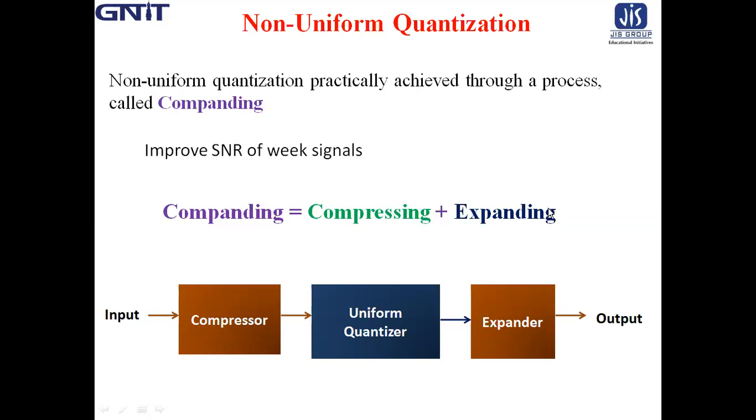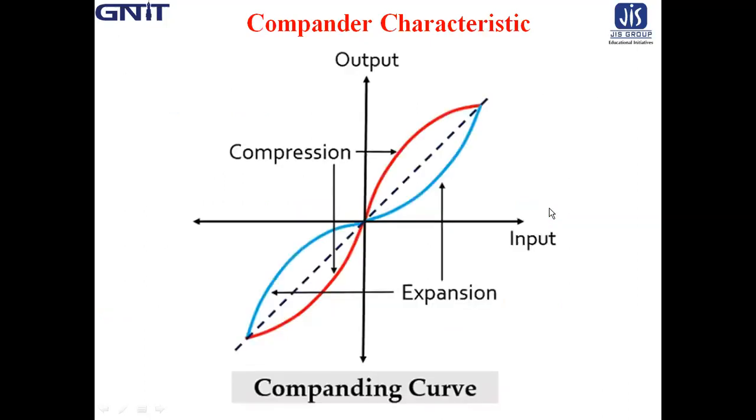Now, next is the compander characteristics. The compressor provides a higher gain to the weak signal and a smaller gain to the strong input signal. And the expander characteristic is exactly the inverse of the compressor characteristic.